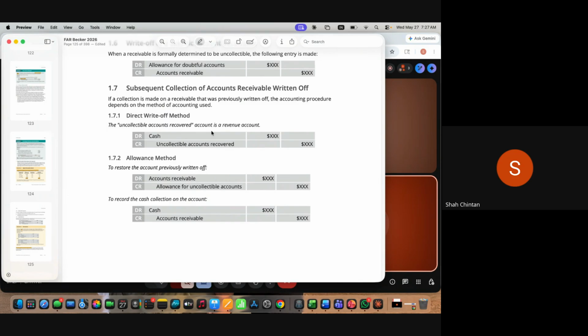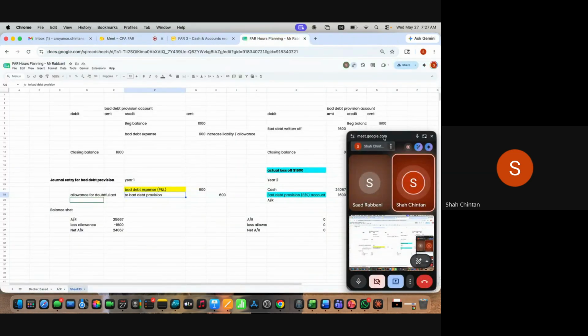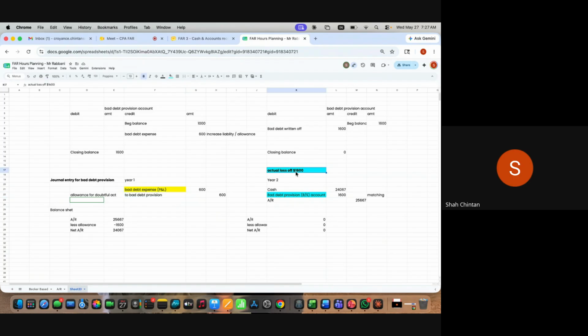चलिए आगे चलें. Next small topic is subsequent collection of accounts which is already written off. So for example, in our example, थोड़ा आगे चलते हैं कि जो एक्चुअल लॉस हुआ था $1600 का, लेट से आउट ऑफ दिस $200 का जो कस्टमर था उसने ईयर 3 में आपको पेमेंट कर दिया. आपने तो राइट ऑफ करके आप भूल चुके थे कि ये कस्टमर पैसा नहीं देगा. नाउ कस्टमर कम्स बैक एंड वो आपको $200 का पेमेंट वापस कर रहा है.